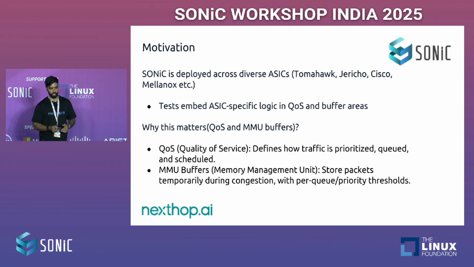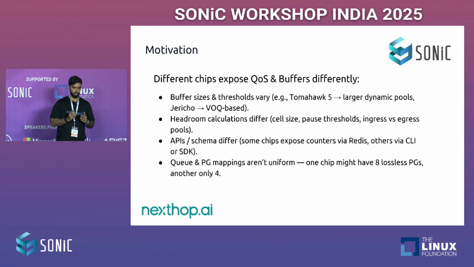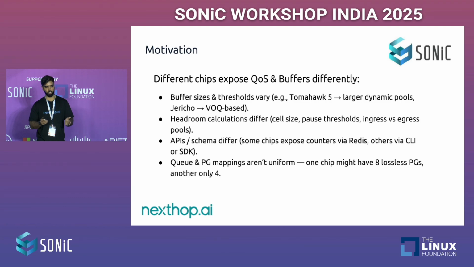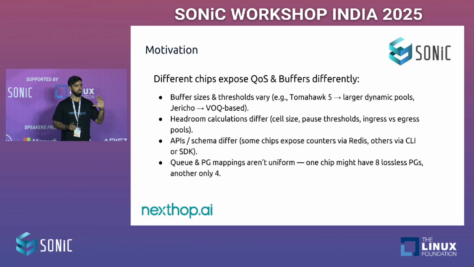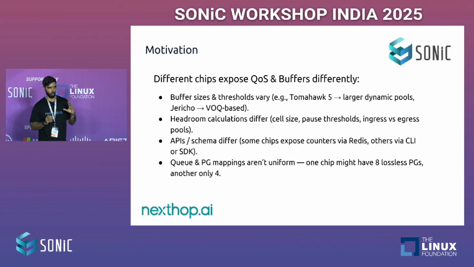So let's move ahead. What is the motivation? We have different chips exposing QoS and buffers differently. For example, the buffer sizes and thresholds vary across different chipsets. Tomahawk 5 has larger dynamic pools. Jericho is VOQ based. And the headroom calculations, the cell size, pause thresholds, all these are different, right? So how do we make sure they are standard enough for anybody who is trying to adopt sonic management on your products?